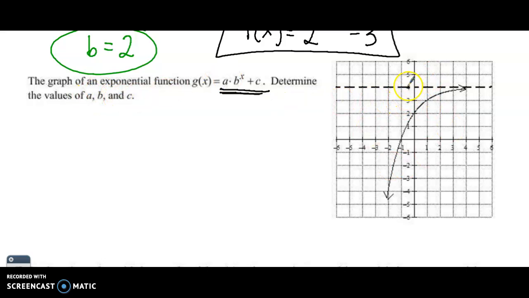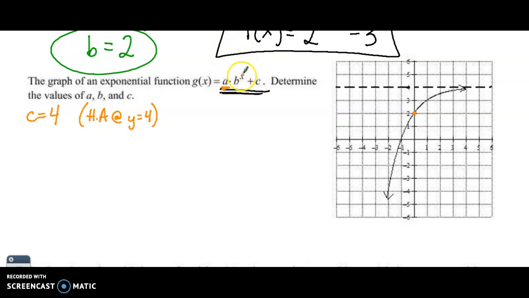Here's the graph. So again, first thing you need to look for is what's the C value. Y-intercept, the horizontal asymptote is up 4. I'm going to use the y-intercept here shortly, but the C equals 4 is because of the horizontal asymptote. If you want to write that down, that might be helpful, at y equals 4.